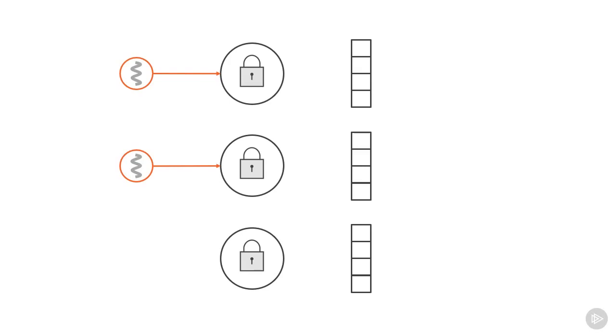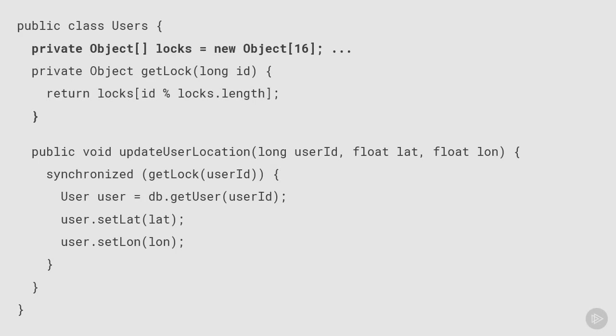We'll take a closer look at concurrent hash maps in the next clip, but first let's take a quick look at an example of how we can implement lock striping ourselves. Here we have an array of locks, and when we want to update a user's location, we use the user's ID to select one of the lock objects and then synchronize on that object. One thing to note is that the effectiveness of lock striping depends on the distribution of data.